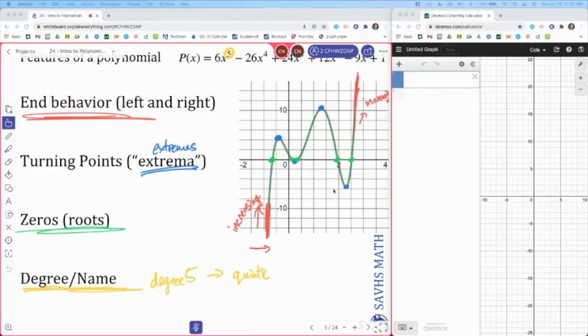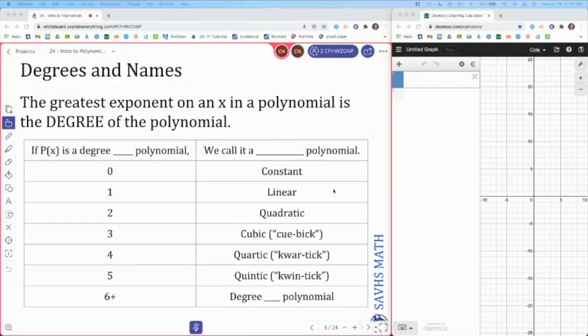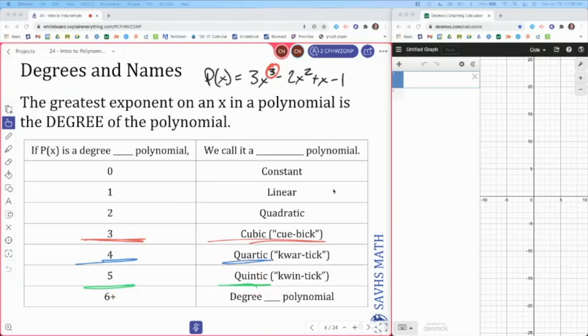These are the degrees of polynomials. And remember that the degree is the biggest exponent. So if it says p of x is equal to 3x cubed minus 2x squared plus x minus 1, for example, the degree is the largest exponent. If the degree of the polynomial is 3, then we call it cubic. If it's a degree 4 polynomial, we call it quartic. If it's degree 5, we call it quintic. If it's degree 6 or higher, then we just call it what the degree is.